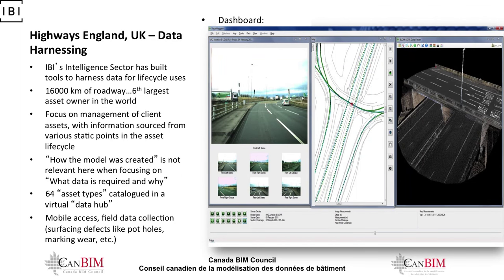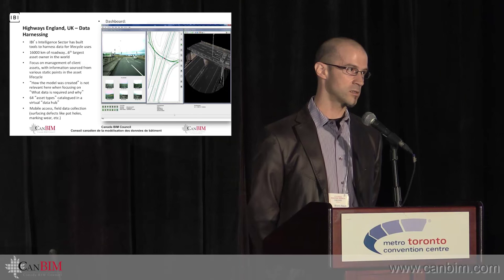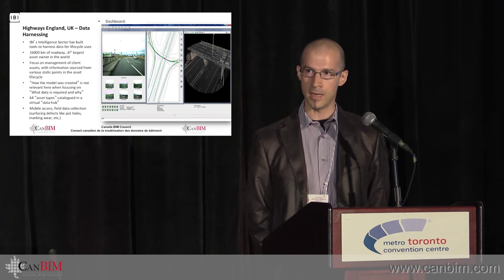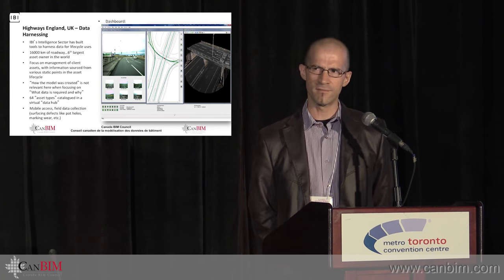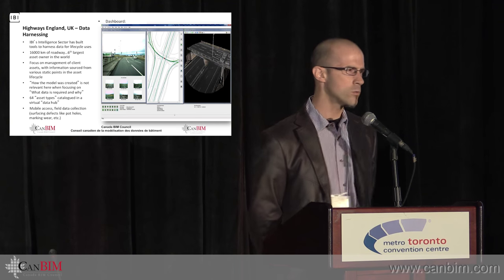They have 64 defined asset types. So this is where, from a BIM perspective, if I said, how do I scope this? I would go to the owner and say, tell me your employer information requirements in UK terms. They would tell me about these 64 assets. So we would define those as the main asset classes. And then I'd start to ask, what do you want to know about this stuff? And why? And where do you want to see it?